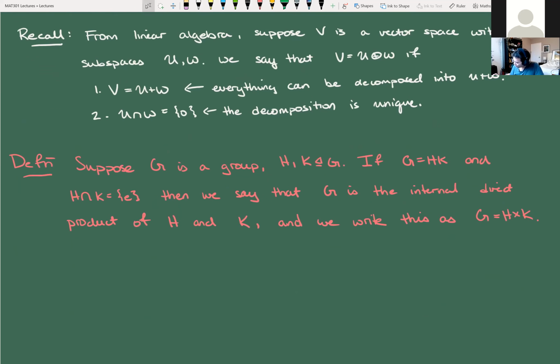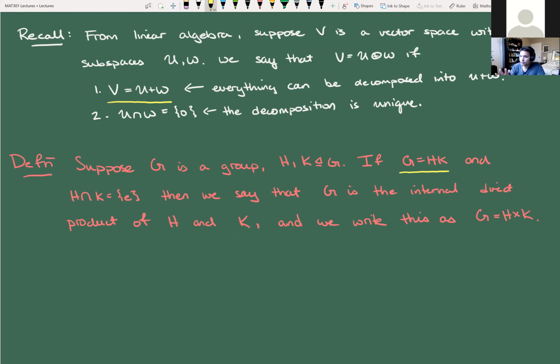But now the other thing that I want to do is let's compare this to the definition of an internal direct product that we have above of vector spaces, right? So what do we have? We have that V is equal to U plus W. Let me do the corresponding thing for groups. It would be G is equal to H times K, right?